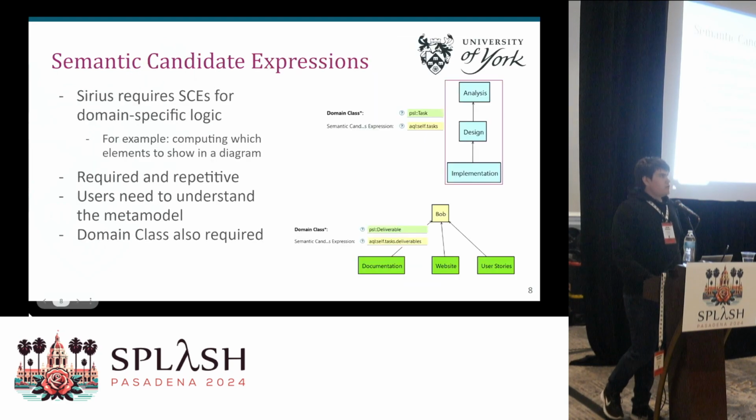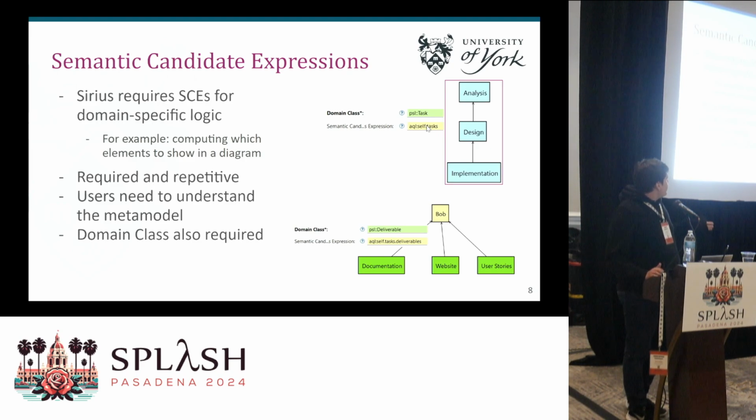So one of the components of Sirius is the semantic candidate expressions. These are required for any domain-specific logic. For example, whenever you're trying to compute the elements that are shown within the diagram. So on the right here, we have an example of this. We're trying to contain all of the tasks from a project to then be able to represent them. And this is using a reference from the model.